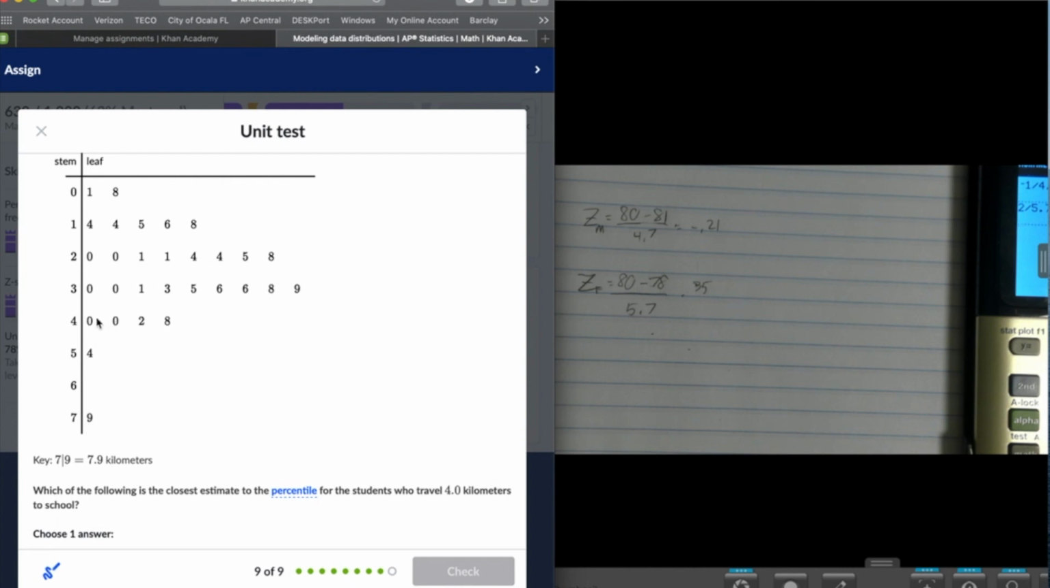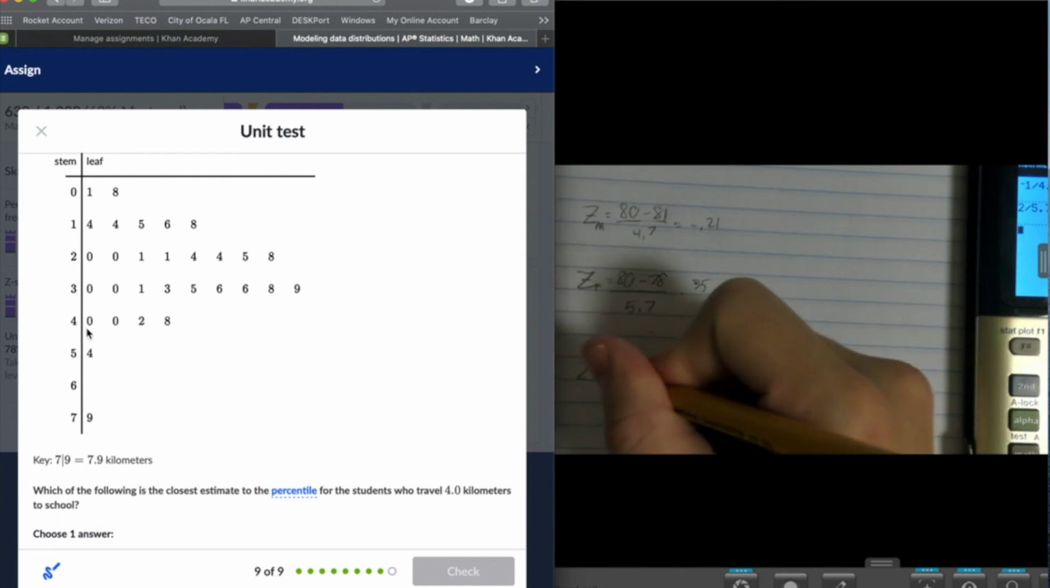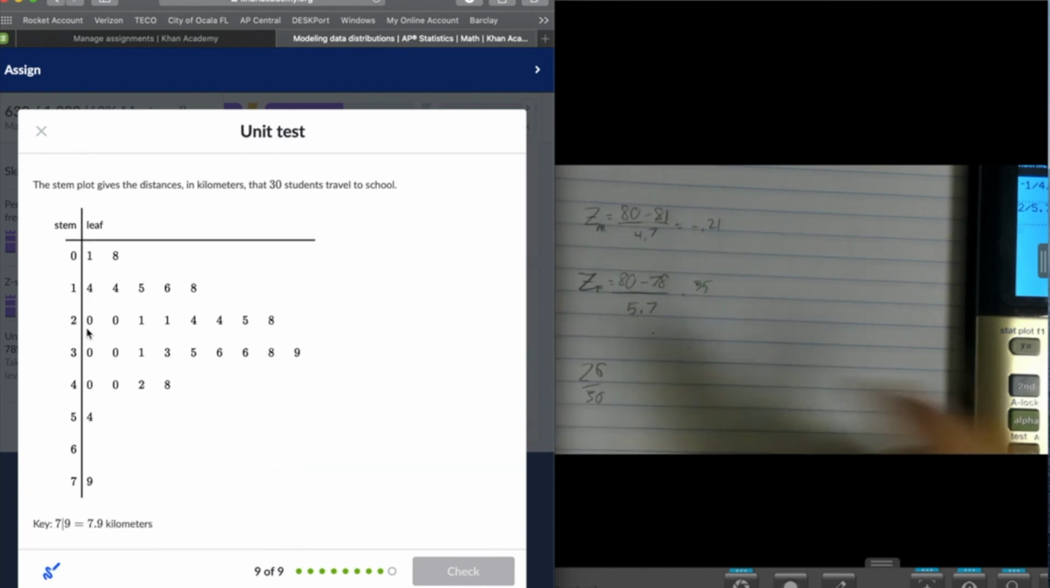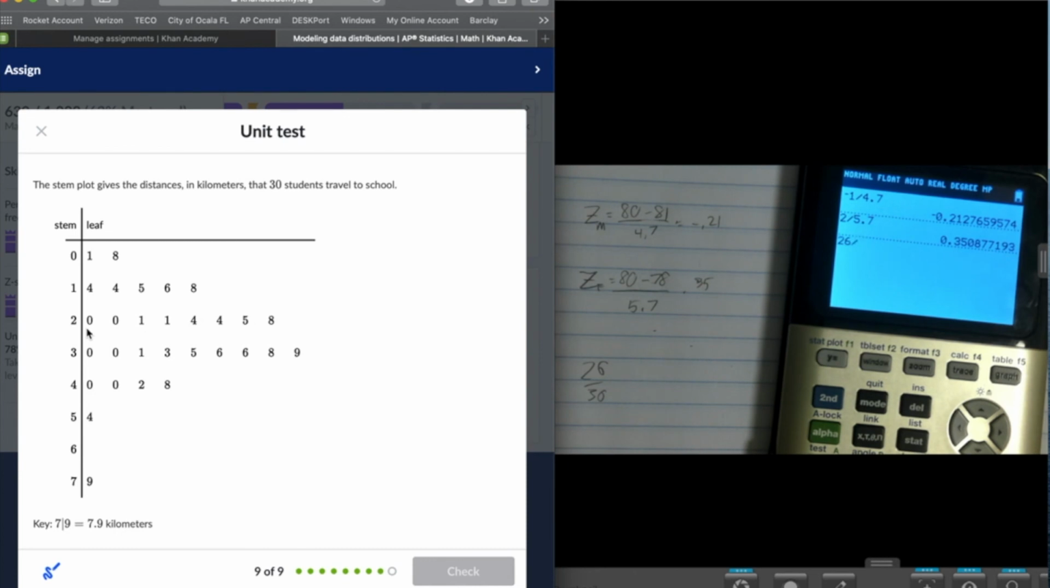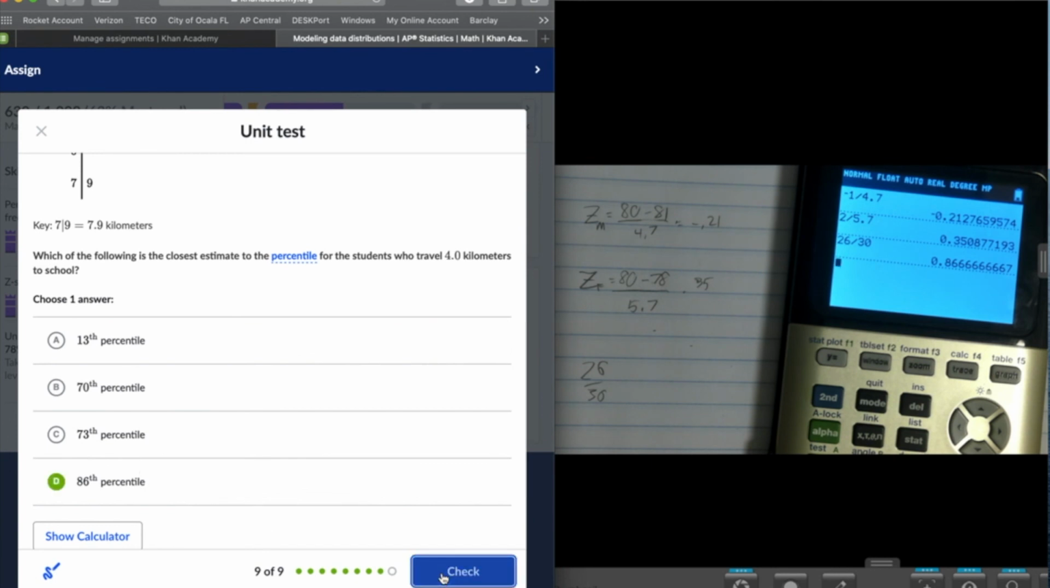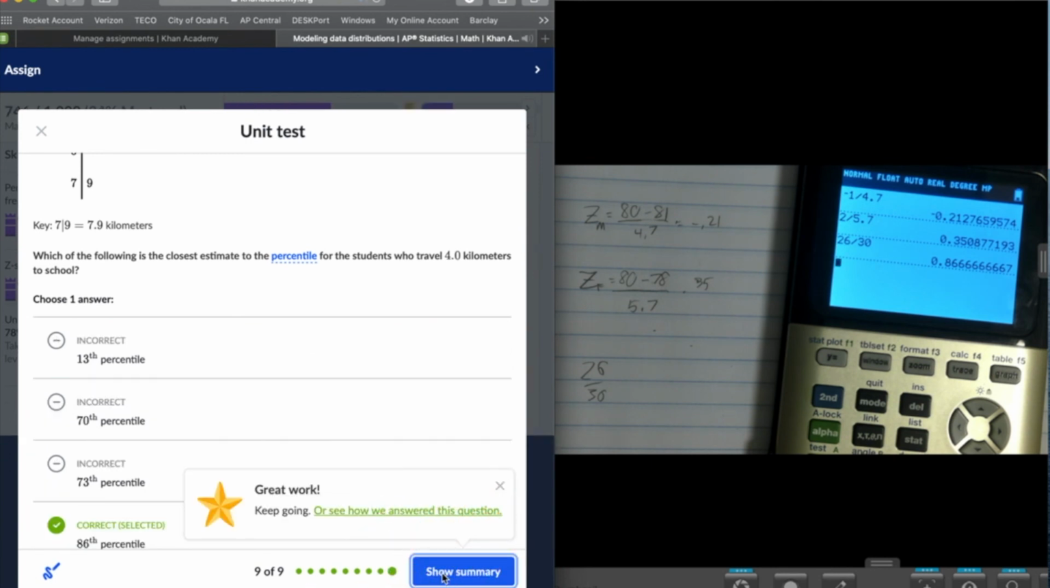We need all the ones. So there are 26 total that are either 4.0 or less, and that's out of, again, 30. And so the question is, well, what's 26 out of 30? And the answer is 86 repeating. So that'd be closest to the 86th percentile. And we did it. We're done.